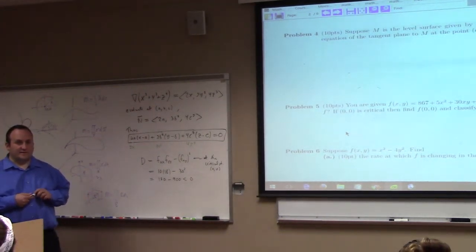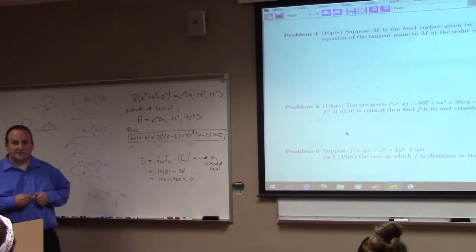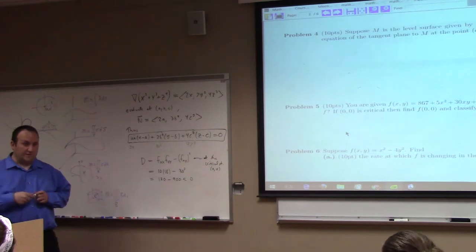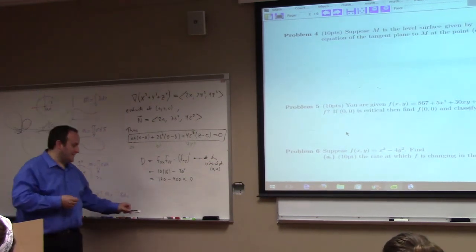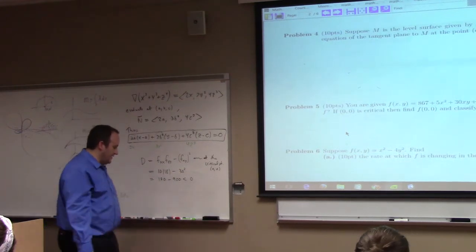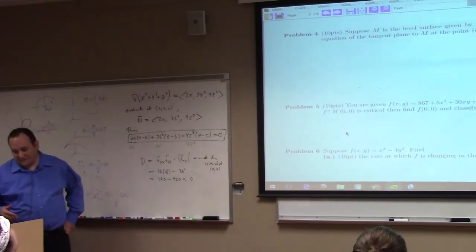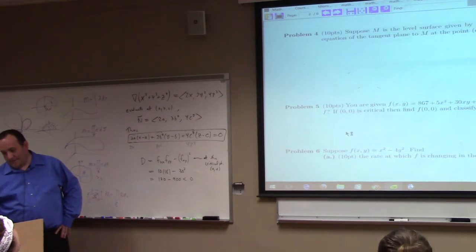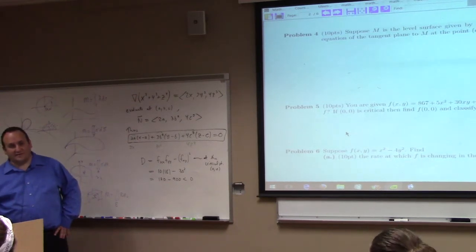If it's positive, it's either a min or a max, depending on whether the second partial derivative with respect to x is positive or negative. If the second partial with respect to x is positive, then it's a minimum. If the second partial with respect to x is negative, it's a maximum. Again, this should be on your card, the second derivative test.